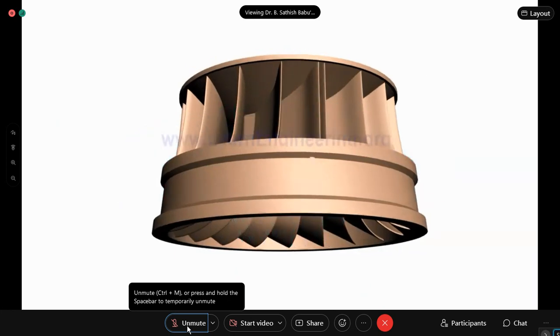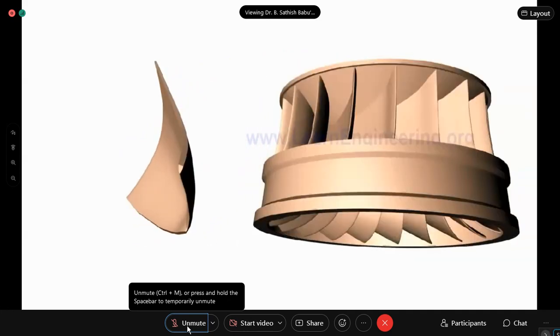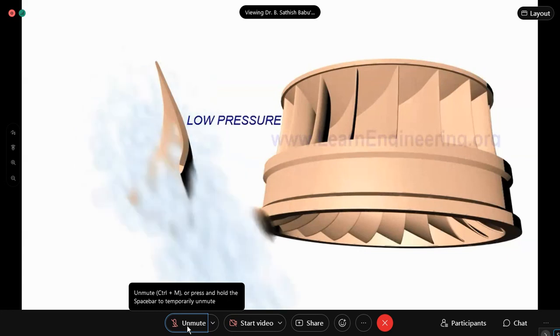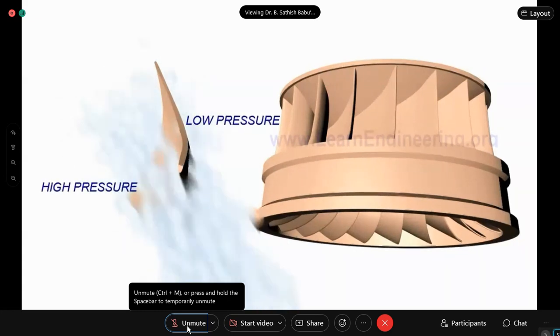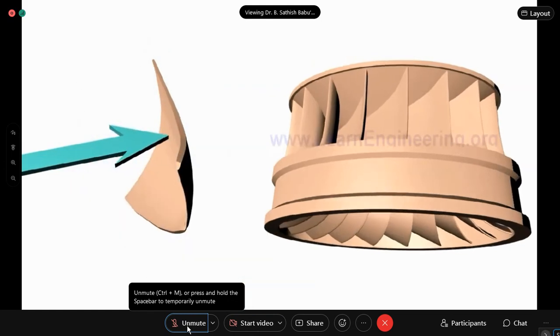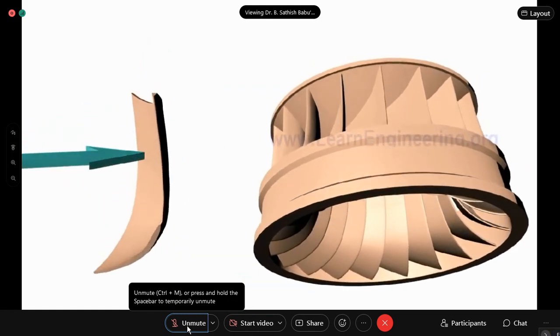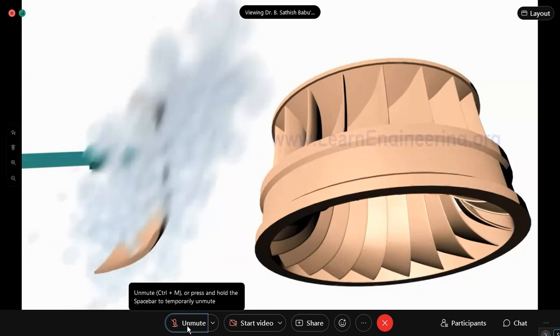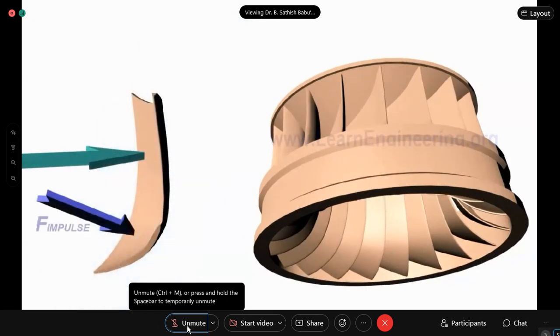Francis turbine blades are specially shaped. You can note that the blades have a thin airfoil cross section. So when water flows over it, a low pressure will be produced on one side and high pressure on the other side. This will result in a lift force. You can also note one more peculiar thing about the blade. It has a bucket kind of shape towards the outlet. So water will hit and produce an impulse force before leaving the runner. Both impulse force and lift force will make the runner rotate.